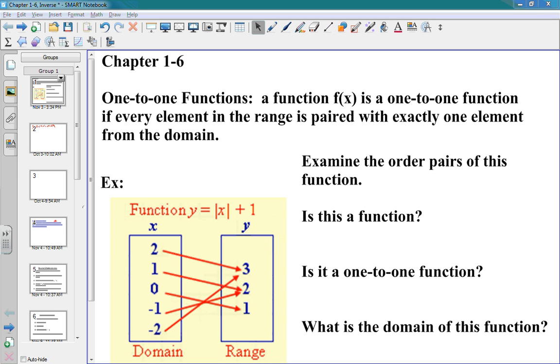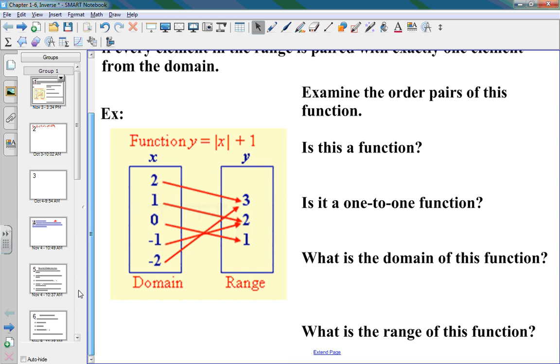Now, a one-to-one function says a function f of x is one-to-one if every element in the range is paired with exactly one element in the domain. I give you this function, y equals the absolute value of x plus 1. What does the absolute value look like? A V, right? Now, is this a function? Yes. Did every x value choose one y value? 2 chose 3, 1 chose 2, 0 chose 1, -1 chose 2, -2 chose 3. Is that legal? Yes, it's a function.